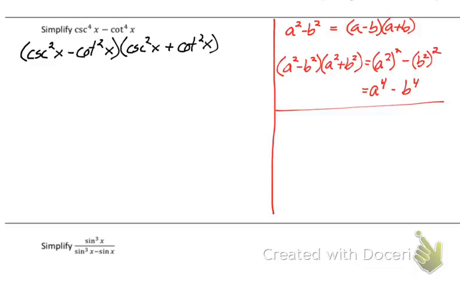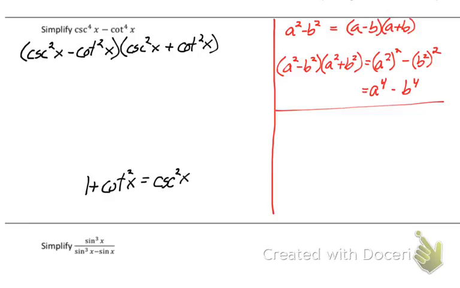Someone tell me the identity that has cosecant and cotangent in it. Yeah, Jack. 1 plus cotangent squared of x equals cosecant squared of x. Okay, so we have 1 plus cotangent squared x equals cosecant squared x.